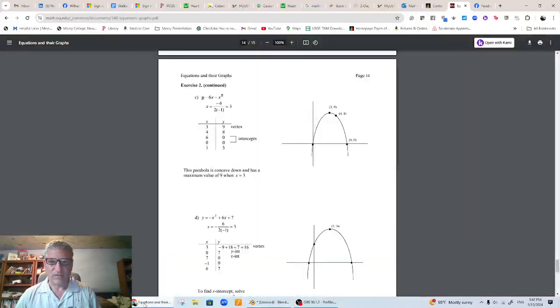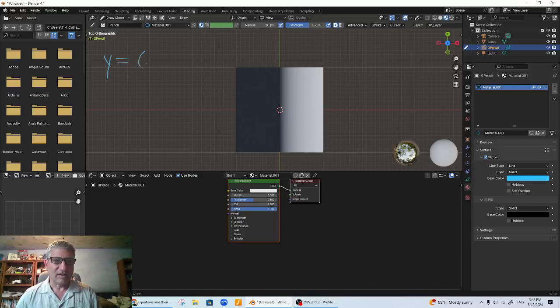Y equals, let me look over here, 6x minus x squared. And to use an equation like this in Blender math, you want to get everything over to 0. So we could say 0 equals 6x minus x squared minus y.